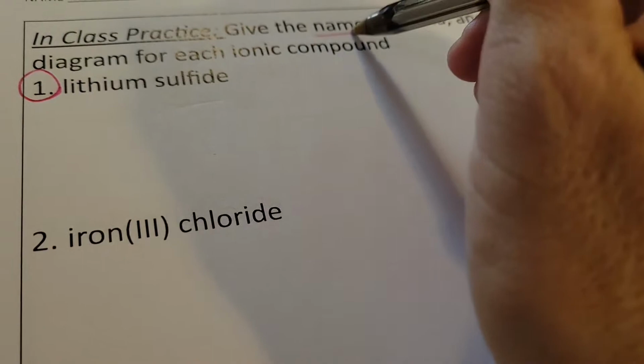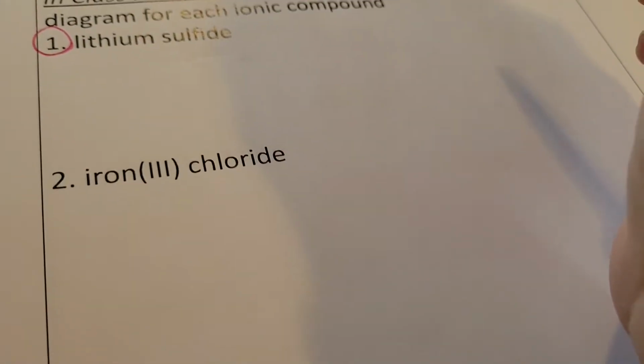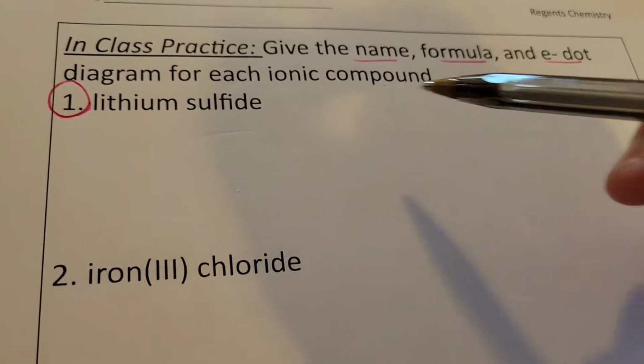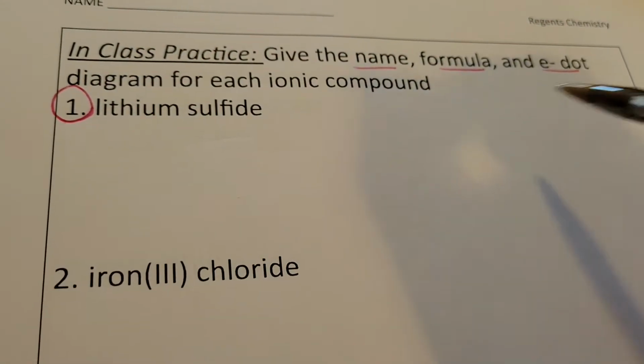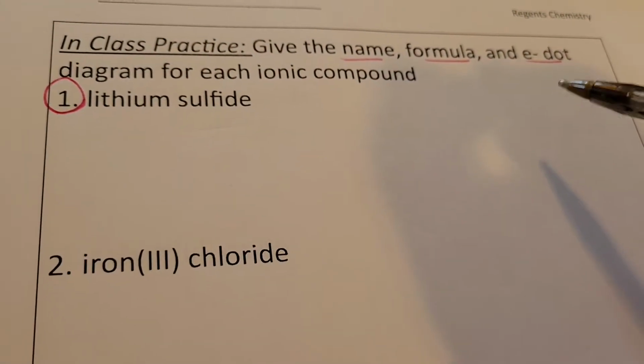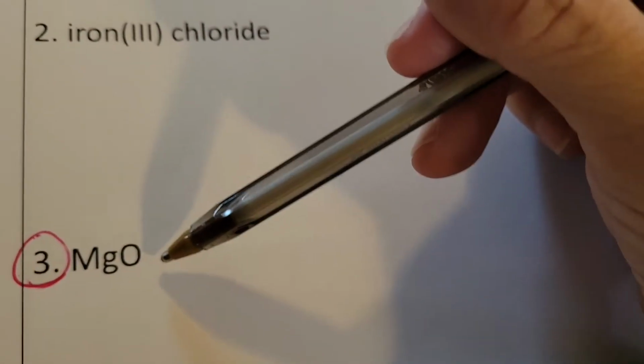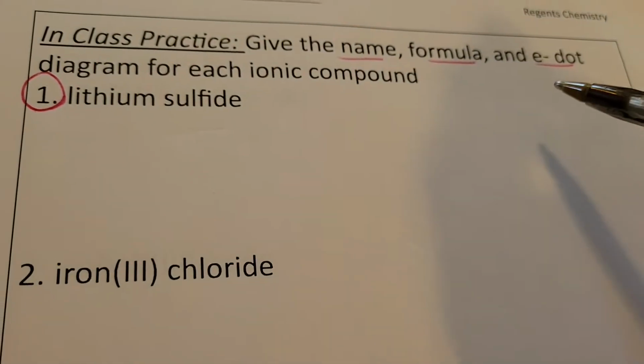You had to give the name, formula, and the electron dot for each ionic compound. In number 1, you're given the name, so you're going to be finding the formula and the electron dot. And then number 3, you were given the formula, so you'll be naming it and doing the electron dot.